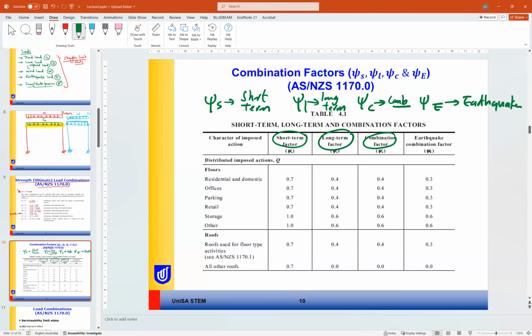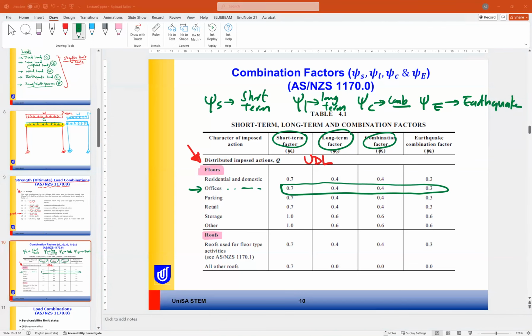So based on the load combination you are doing, you will find if it is psi S, psi L, psi C, or E. And for the distributed load, UDL, the factors are two types. One group for floors, and a group for roofs. If you are designing a floor, it depends on the type of the floor: offices, parking, and so on. For example, offices.